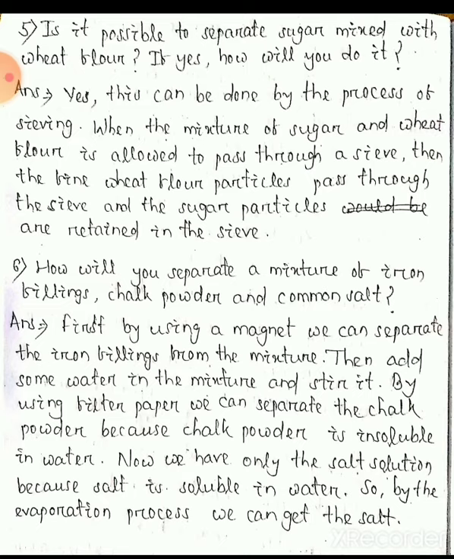So you write, first by using a magnet we can separate the iron filings from the mixture. Then add some water to the mixture and stir it. By using filter paper we can separate the chalk powder, because chalk powder is insoluble in water. Now we have only the salt solution, because salt is soluble in water. So by the evaporation process, by providing heat, we can get the salt. Okay, students?